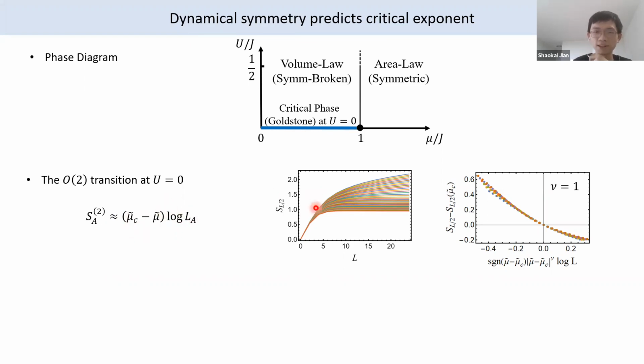And here I plot the half-chain Renyi entropy as a function of the length of the chain and at various measurement rates. If the measurement rate is small, it is a log function, while if measurement is large, it saturates with area law. If we plot the data near the transition point and use this critical exponent from the equation, we can get a very good data collapse.